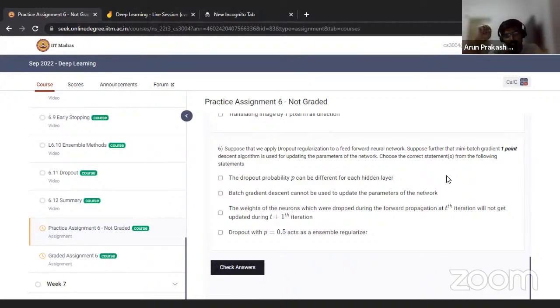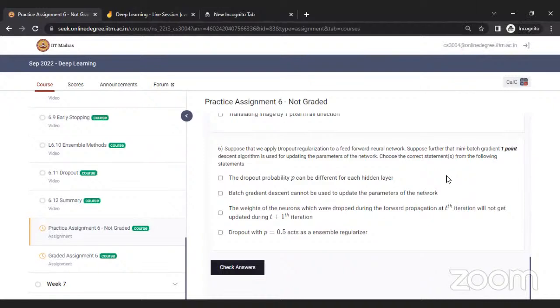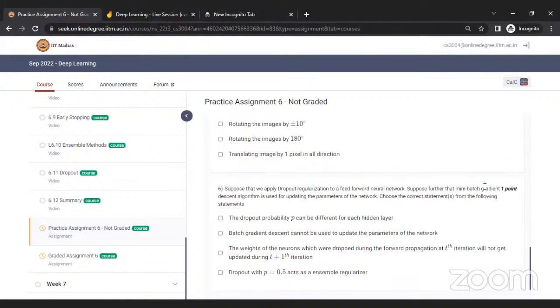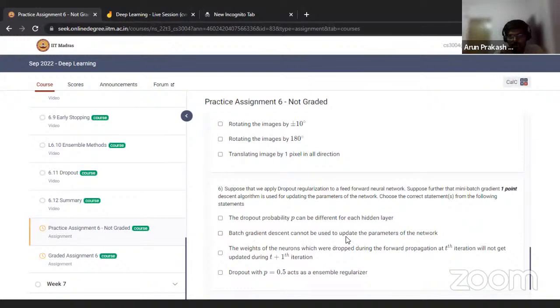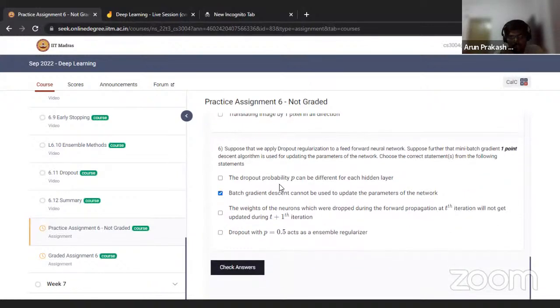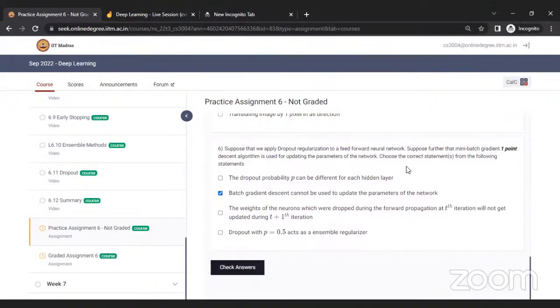And the second option, batch gradient descent cannot be used to update. That means even the stochastic or even normal gradient we cannot use when we are using dropout. Batch gradient descent cannot be used to update the parameters of the network. No, it should be used. Sorry, it's the wrong option. You choose the correct statement, so this is correct. And the last option, dropout with p equals 0.5 acts as an ensemble regularization.